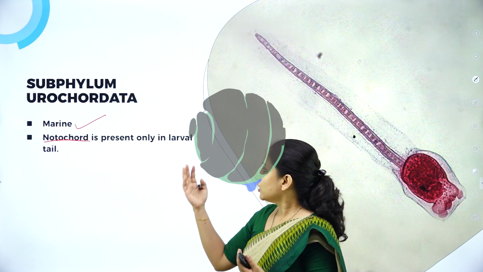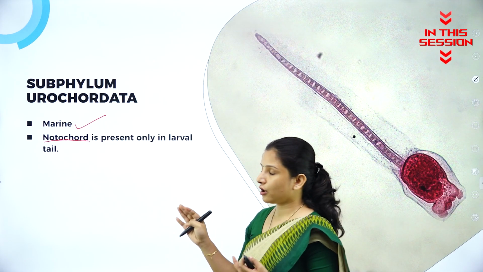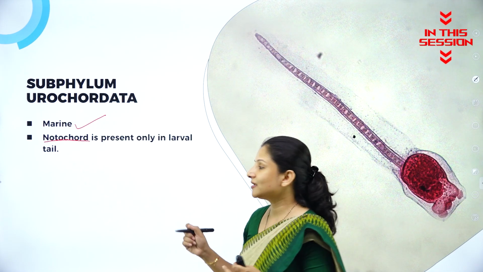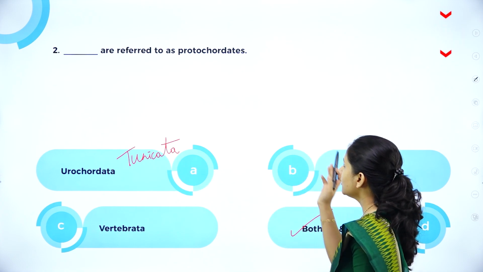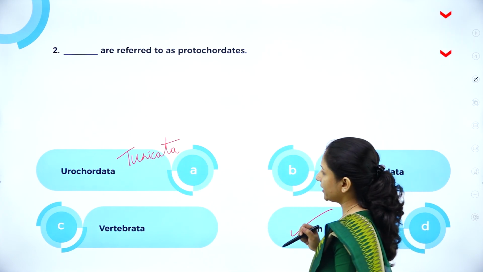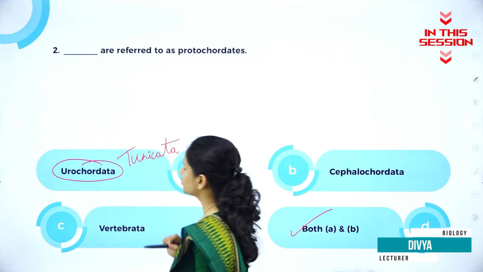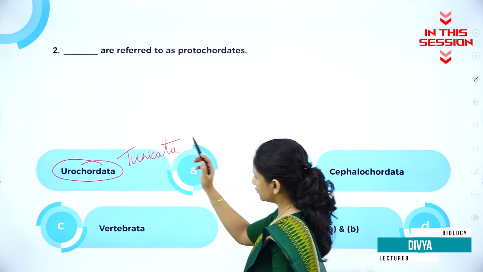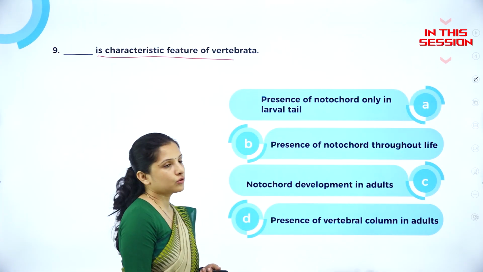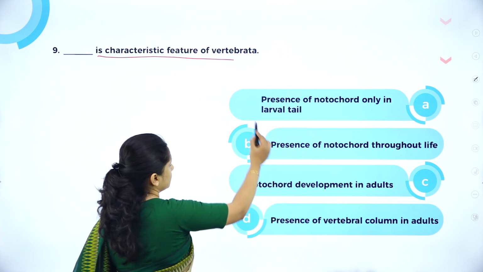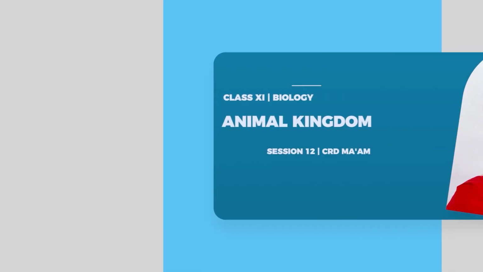So notochord, which is present at the dorsal side of the organism. These notochord, they are present only in the tail of the larva. Urochordata and cephalochordata are referred to as protochordates, and sometimes instead of giving the option as urochordata, they can give it as tunicata. Don't get confused, because urochordata is also called tunicata. Presence of notochord only in larval tail? No, because that is a characteristic feature of urochordata.